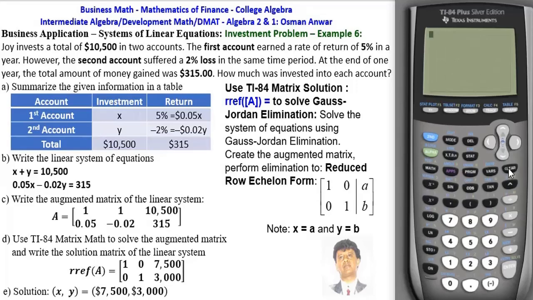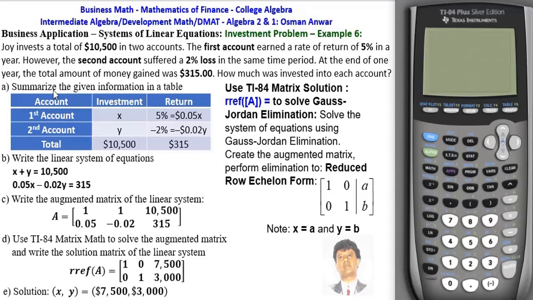This is business application, system of linear equations, investment problem example 6. Joe invested a total of $10,500 into two accounts. The first account earned 5%. However, the second account suffered a 2% loss. At the end of 1 year, the total amount of money gained was $315. How much was invested into each account?